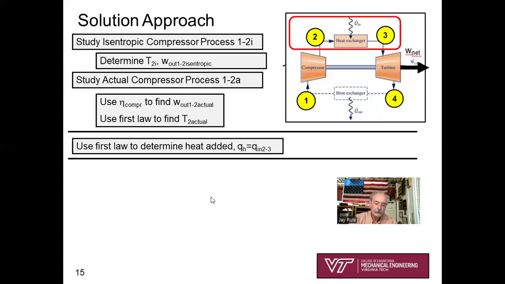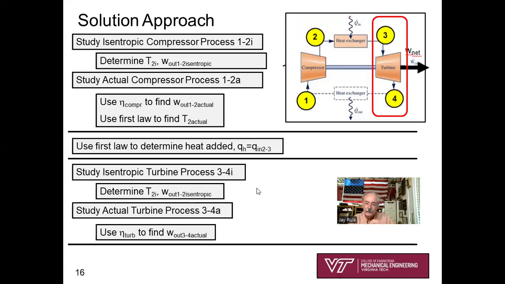So the next thing we do is we need to analyze the heat exchanger process 2 to 3 to get little QH, little Q added, okay? We'll use the first law. Let's see. Q from 2 to 3 minus W from 2 to 3, well, that's 0, equals H3 minus H2. Well, okay, let's say we just found H2 actual. H3, well, we can look that up in table A22 because we're given T3. Great, so we're in pretty good shape.